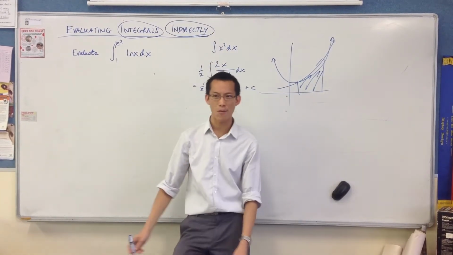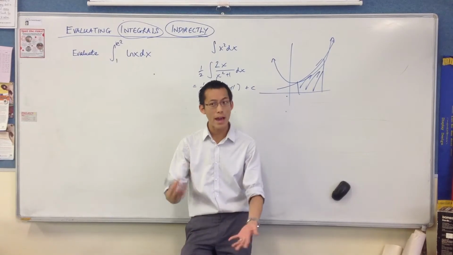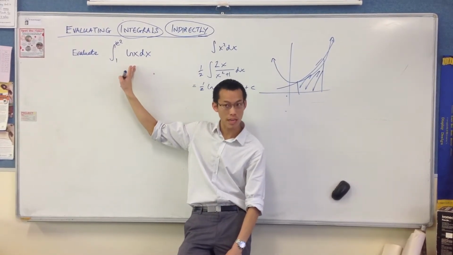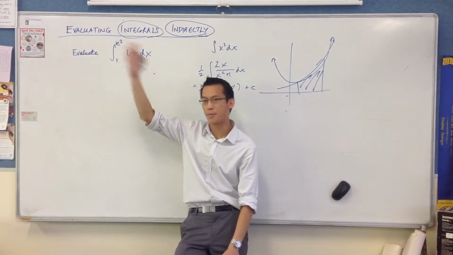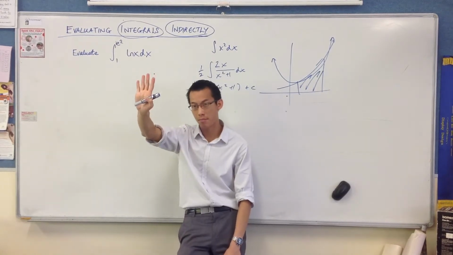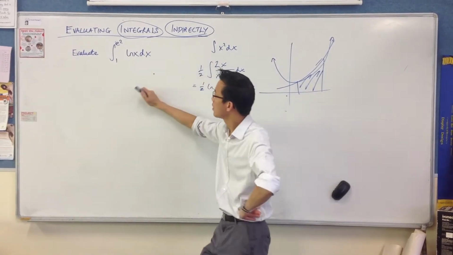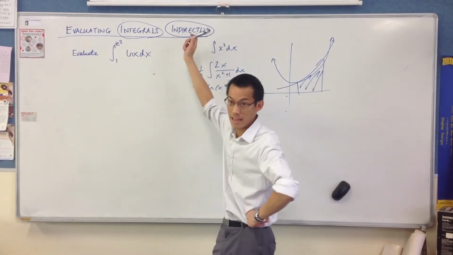Evaluating indirectly, okay? So the direct way would be, okay, think about what kind of primitive function this came from, right? And then that'd be capital F. You go F of b minus F of a. That's the direct path for a definite integral, right? But there's another way. There's a less direct way.